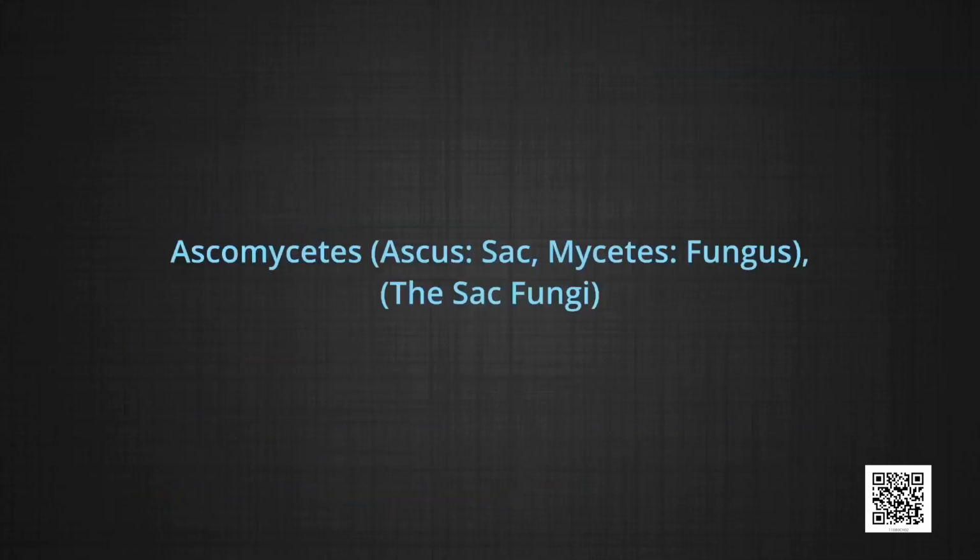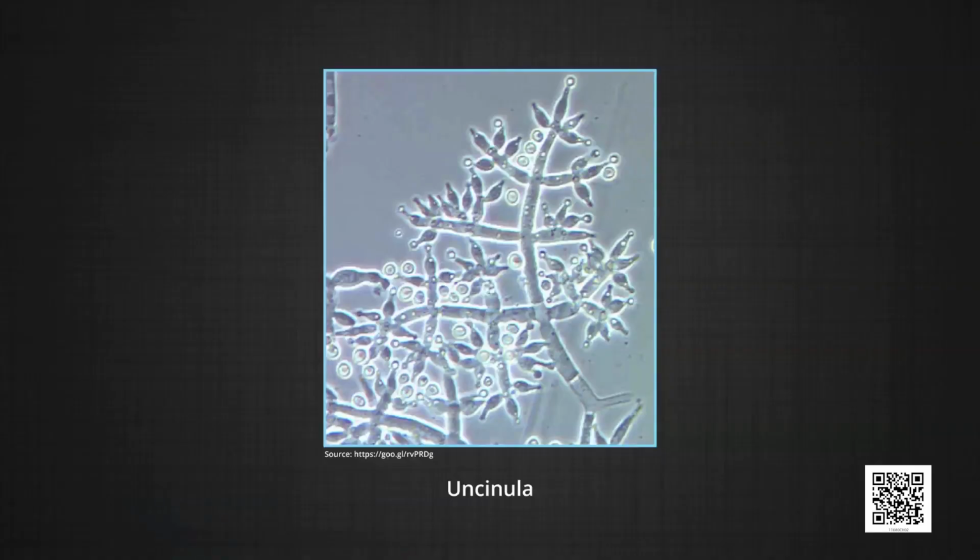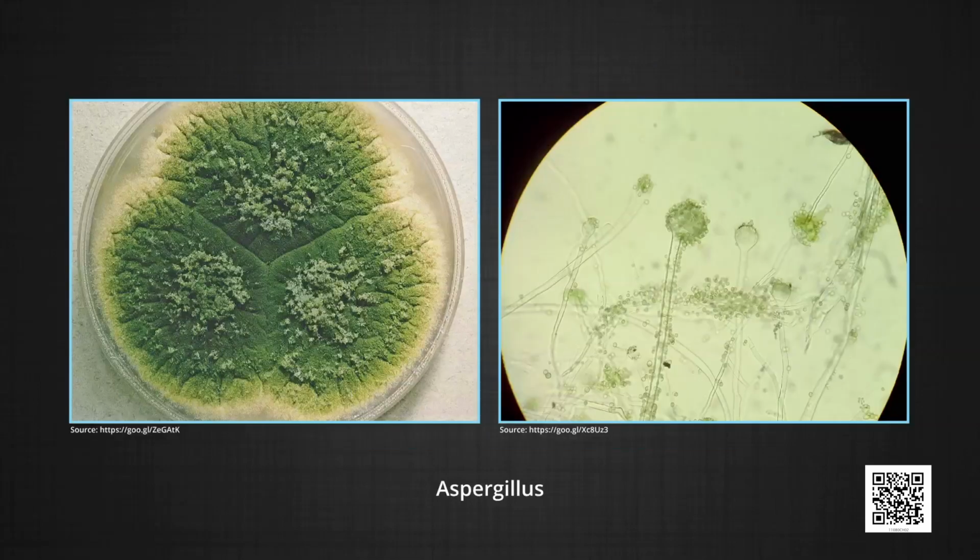Ascomycetes. Ascus means sac and mycetes means fungus. They mean sac fungi. The fungal forms included under Ascomycetes are commonly called sac fungi. These fungi are unicellular, haploid fungi, parasitic or saprophytic in nature. Some parasitic forms of Ascomycetes cause disease in plants, that is, they are pathogenic in nature. For example, powdery mildew, the black mold known as aspergillus, and the blue mold known as Penicillium.